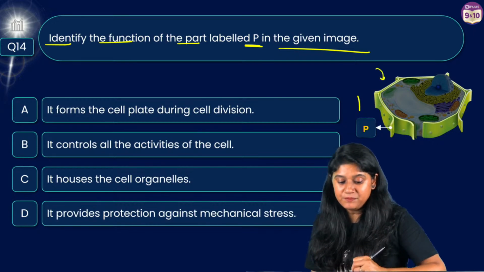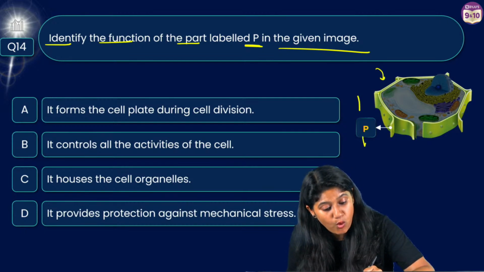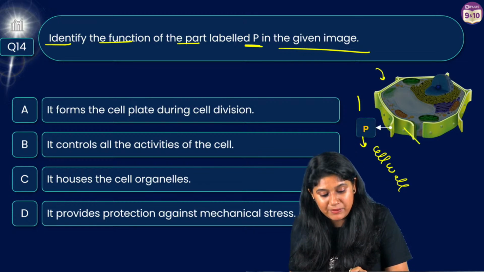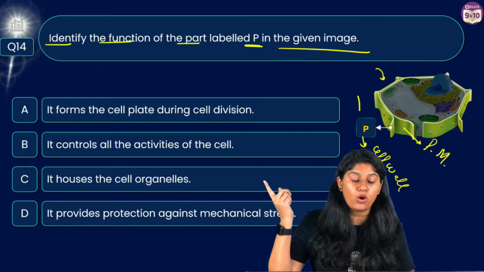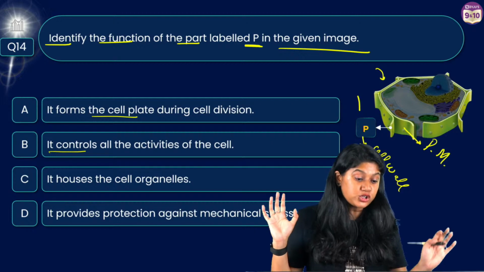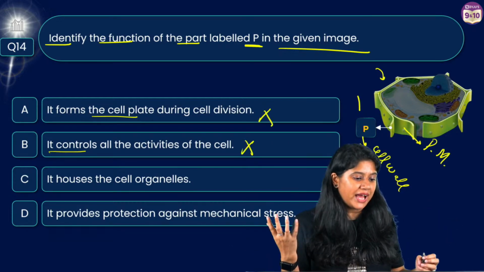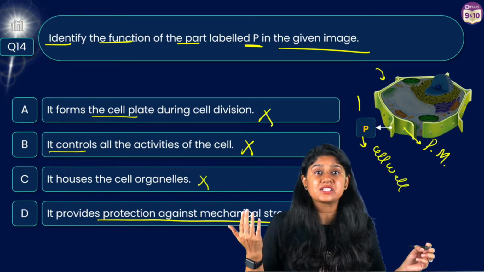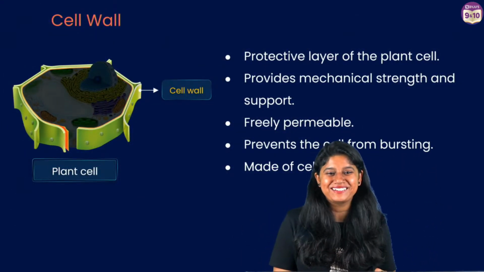So this is a plant cell, right? We know that plant cells have both the cell wall and the cell membrane. Cell wall is present outside, whereas the inner membrane is the plasma membrane. Now we have to find out the function of the cell wall. It forms a cell plate during cell division? No. It controls all the activities of the cell? No, that is the role of the nucleus. It houses the cell organelles? No. It provides protection and mechanical strength. Absolutely correct.